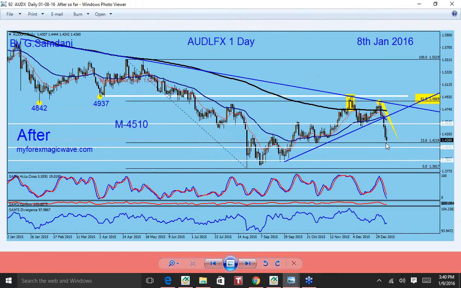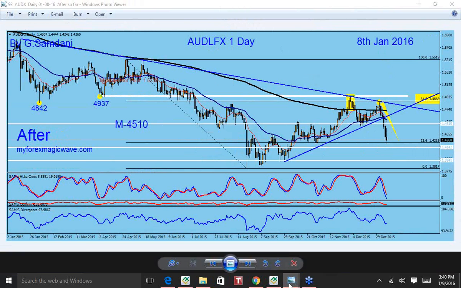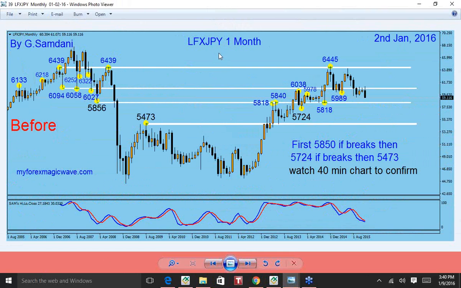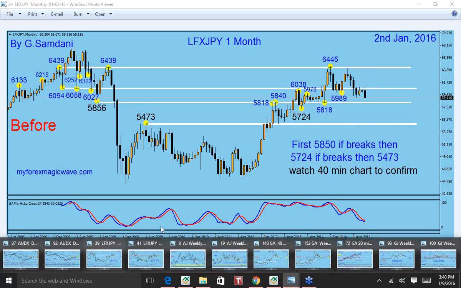So because of this down move, Aussie got weaker big time, and against that there was a good pair. I mean, the currency was like this one, the yen index. Yen was testing this area, and then a big candle dropped, right? So the first target I said was 58.50. If it breaks, then 57.24. If it breaks, then 54.73. But we came down to this 57.24, and I was right there.